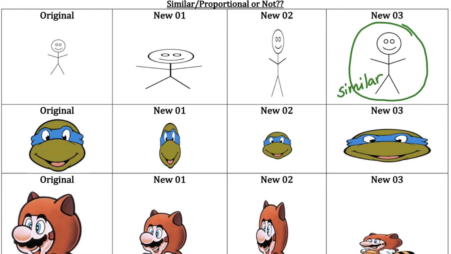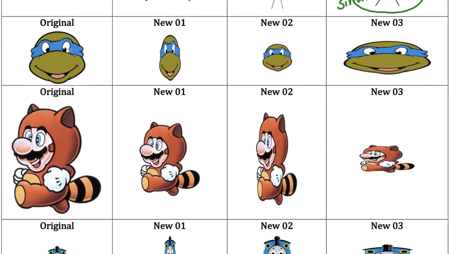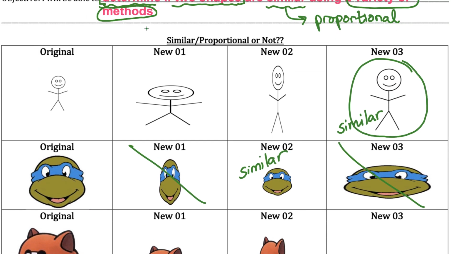This one's similar. If you look at these right here, so Ninja Turtle. This is our original Ninja Turtle. It looks a little weird. Number 3 looks a little weird, but this one is just a smaller version. This one is similar. This one's not. Right, I guess I should go back up here. Not.